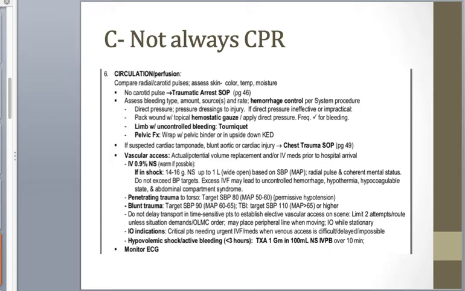Hypovolemic shock and active bleeding for under 3 hours can get one of our newer drugs, TXA, 1 gram in 100 mLs of normal saline over 10 minutes. Monitor EKG. Obviously, we want a patient that we're potentially going to be flying out on the monitor.